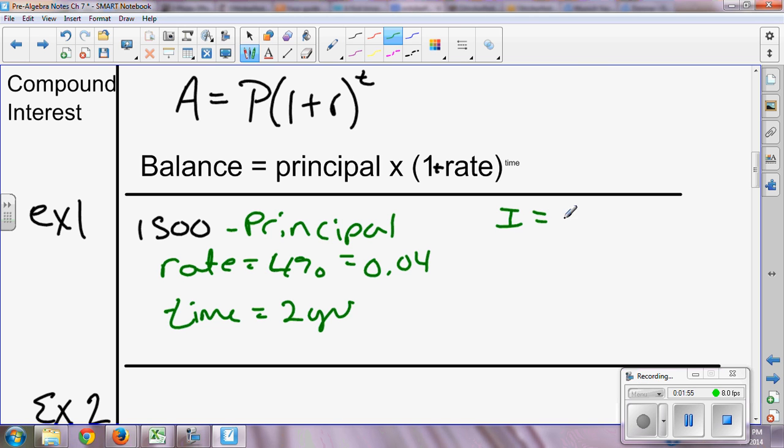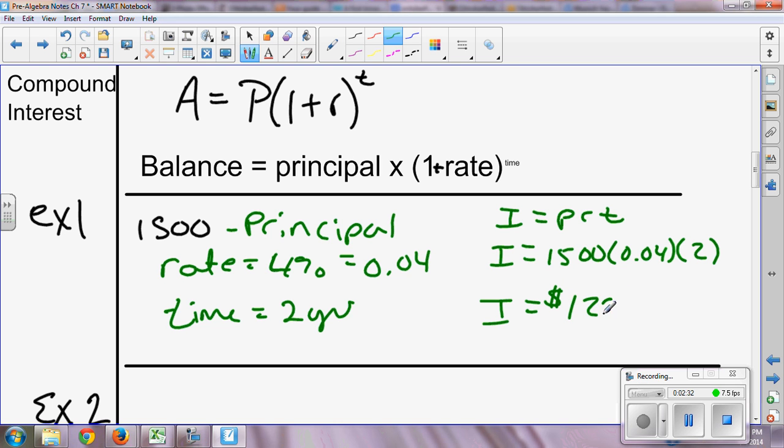So simple interest, I equals PRT, so I will equal principal of 1,500 times a rate of 0.04 times a time of 2 years. We put this into a calculator: 1,500 times 0.04 times 2, we get an interest of $120. And that's all it asked us to find, was the interest.